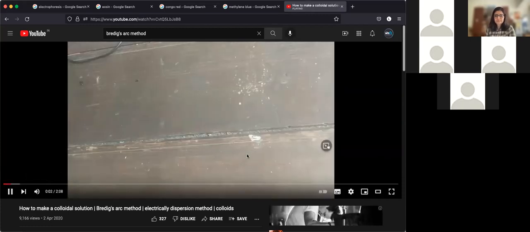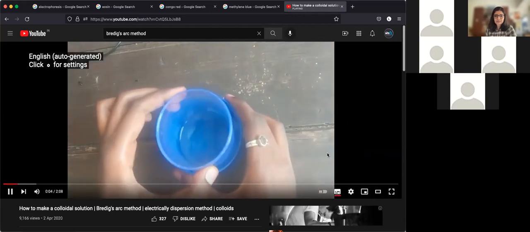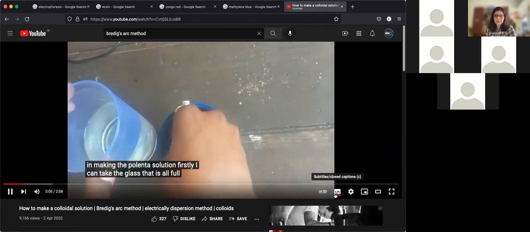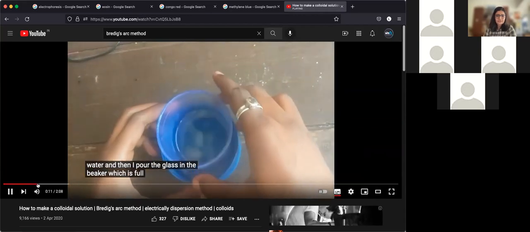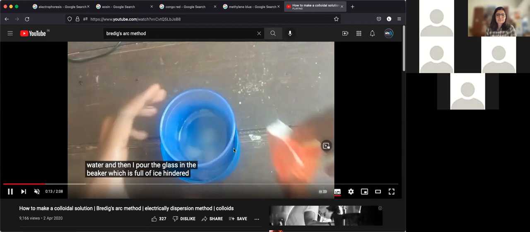In making the colloidal solution, firstly I can take the glass that is full of water, and then I pour the glass in the beaker, which is Okay, never mind.